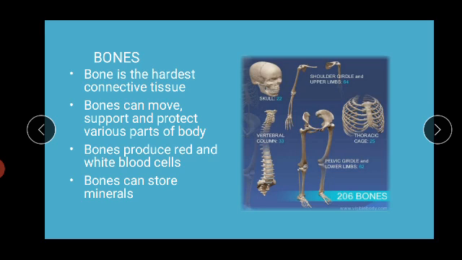When we see the structure of the bone, we see that bone is the hardest connective tissue. If you see the texture of the bone, you can know that it is a harder one. The functions of the bones are that bones can move, provide support and protect the various parts of the body.